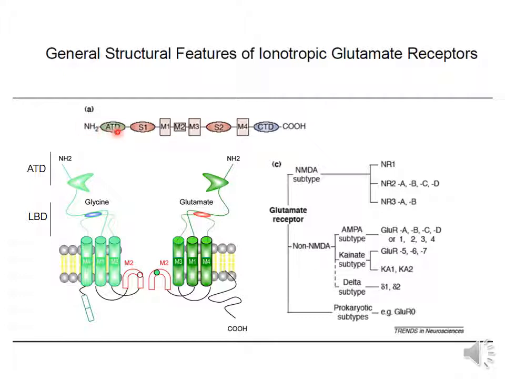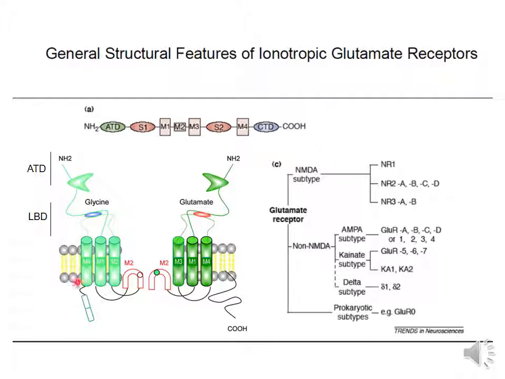This is how you can write in sequence what the domains of the protein are, starting with the amino terminal domain. S1 is segment 1 that is related to one of the loops that form the ligand binding domain. Then the transmembrane domains with the intramembrane part. Then segment number 2 is also part of the ligand binding domain that is interacting with S1 to form the ligand binding domain, then the M4, and then the carboxy terminal domain.